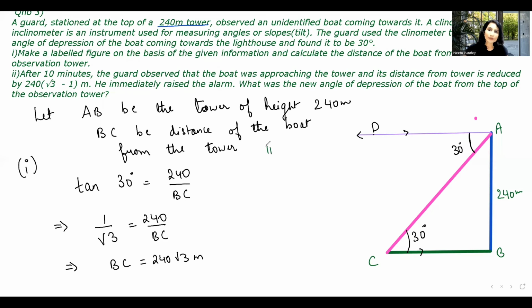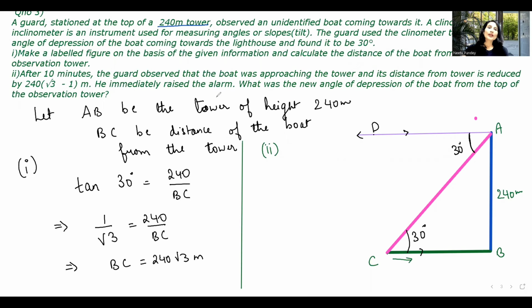Let us understand what the second part is saying. I'll draw the partition so that it's clear. Fine. So here, after 10 minutes, the guard observed that the boat was approaching the tower. जो boat है ये tower की तरफ बढ़ रही है. It is moving towards the tower. So अगर ये position C है, तो it is going in this direction.